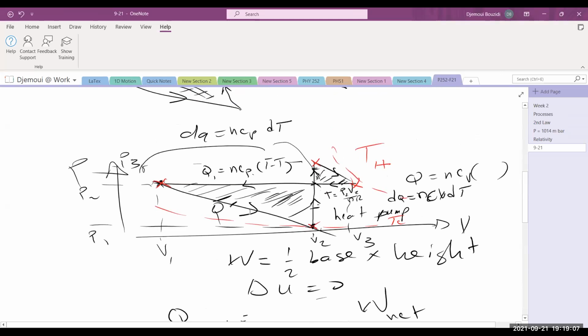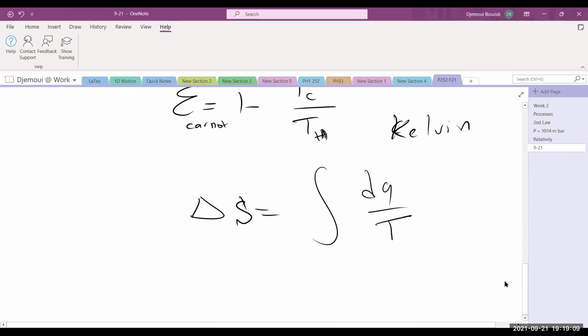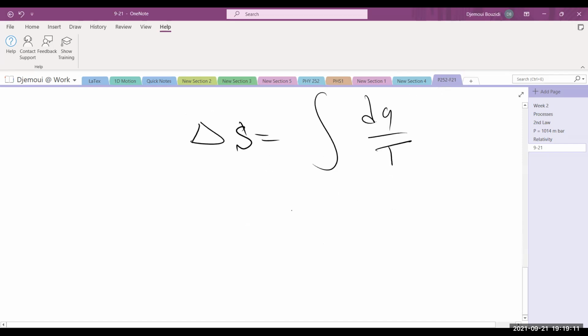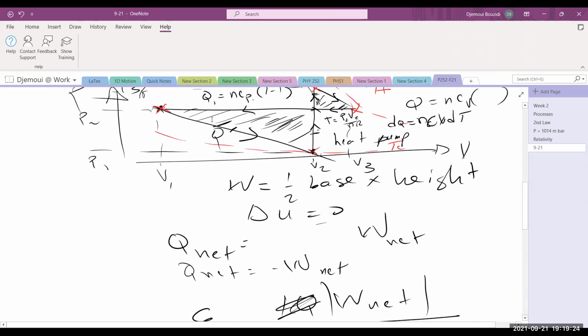Since the entropy is a state variable, we know delta S is also 0 for the entire cycle. Delta S is equal to 0 for the cycle. All state variables, their deltas are 0 for the entire cycle. So it doesn't matter where you start from: if you start from here, go up to here and up to here and back to here, you know what the delta S is going to be. It's going to be 0.